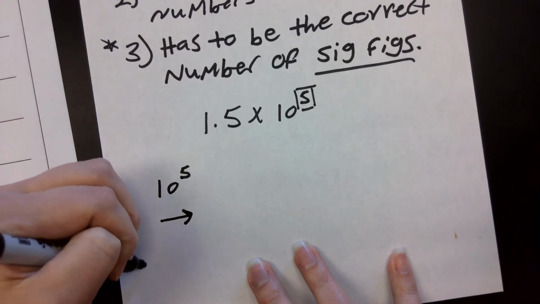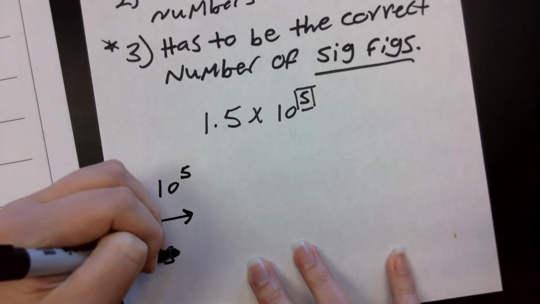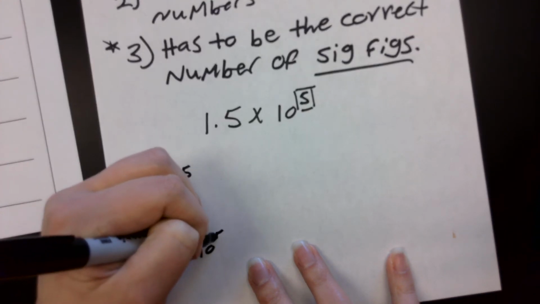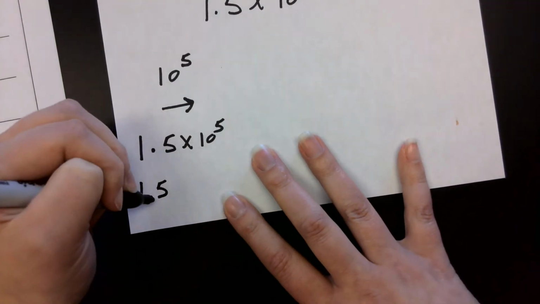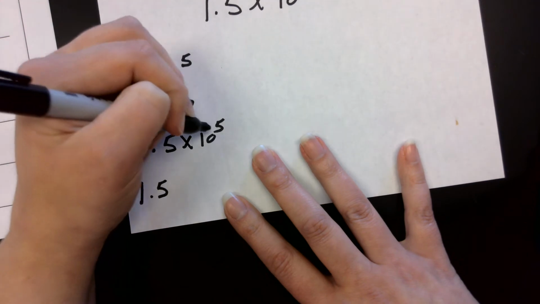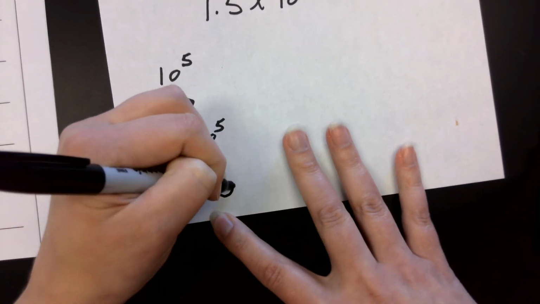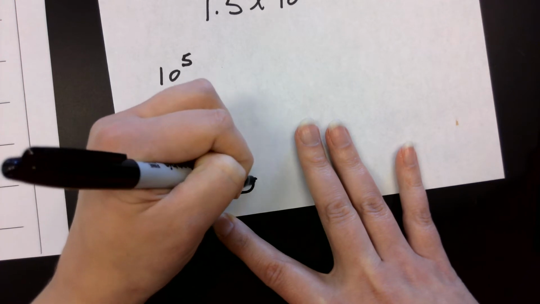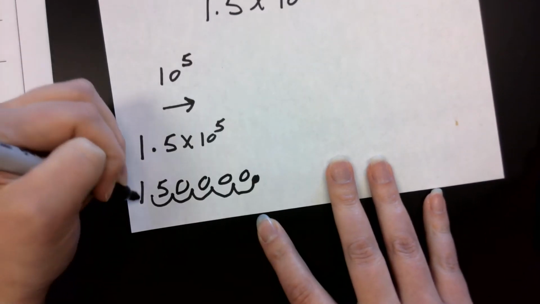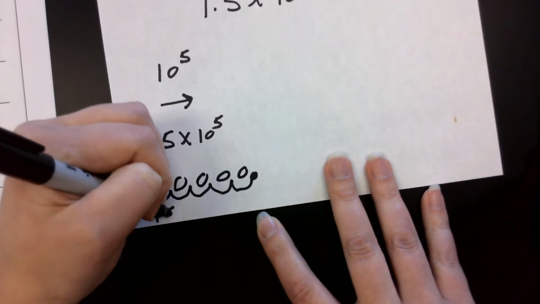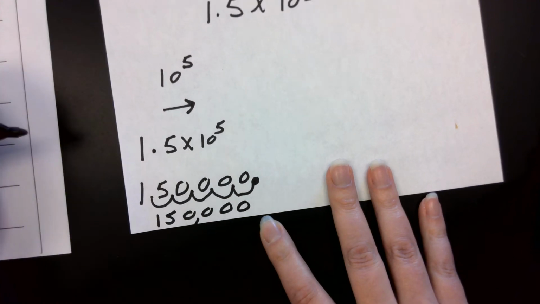Okay, so for example, 1.5 times 10 to the 5th, that means you take 1.5 and you move your decimal point to the right 5 times. 1, 2, 3, 4, 5. And then you put zeros in there. So our new number is 150,000.